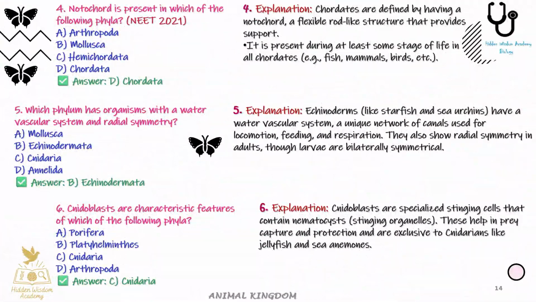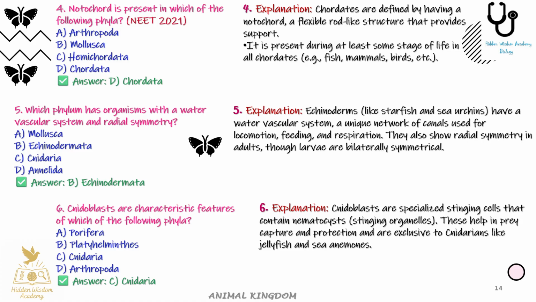Let's move to question 4. Notochord is present in which of the following phyla? From NEET 2021. Option A, Arthropoda. Option B, Mollusca. Option C, Hemichordata. Option D, Chordata. Explanation. Chordates are defined by the presence of a notochord, a flexible rod-like structure that provides support. This notochord is present during at least some stage of life in all chordates, including fish, mammals, birds, and more. The correct answer is option D, that is notochord is present in Chordata.